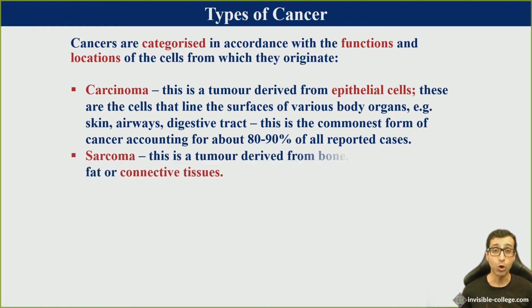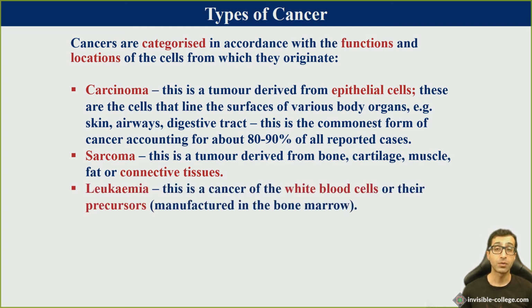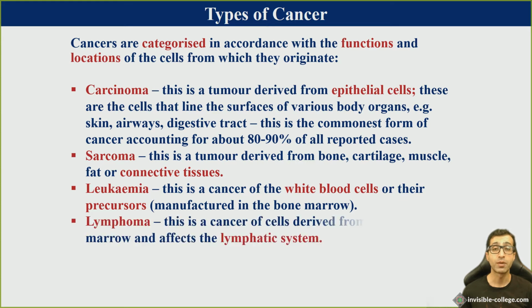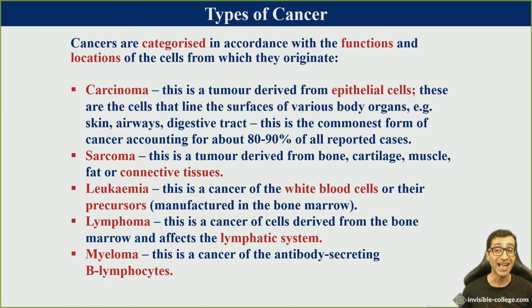Now, the term sarcoma refers to tumours derived from bone, cartilage, muscle, fat, or connective tissues. Leukemia refers to cancers of white blood cells or their precursors, and again, the precursor cells are manufactured in the bone marrow. Lymphoma is a type of cancer where the cancer cells are derived from the bone marrow, and this affects specifically the lymphatic system. Myeloma is a cancer of the antibody secreting B lymphocytes.